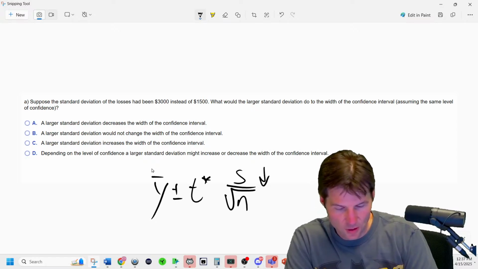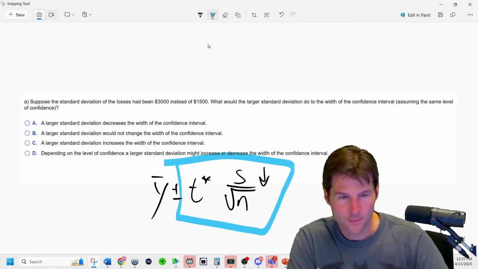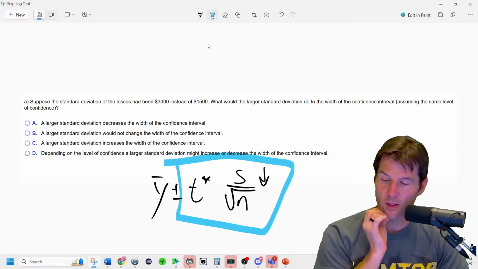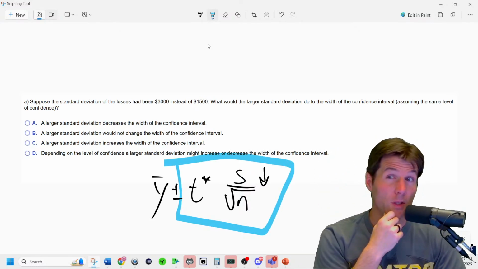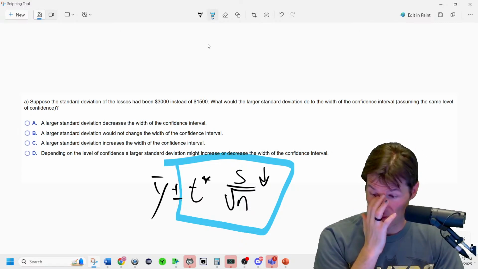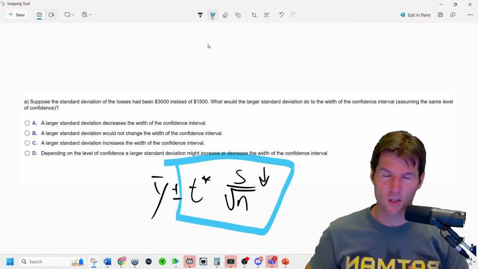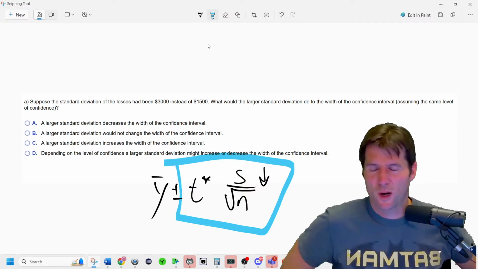If standard deviation goes down, the margin of error does what? Standard deviation is a metric of variation. It'll get smaller because it's in the numerator. Just think of it as 8 divided by something, then it becomes 2 divided by something. So if there's less variation, it's smaller. Don't worry, it's just practice.